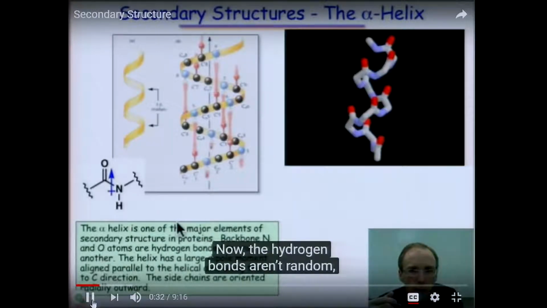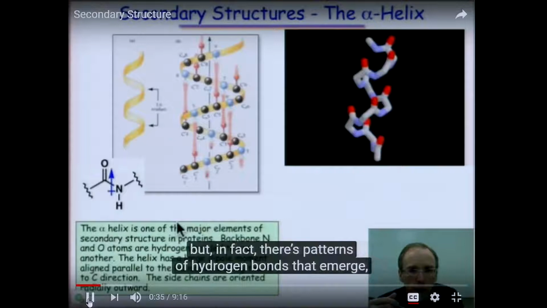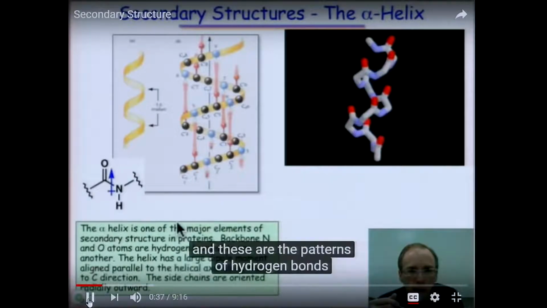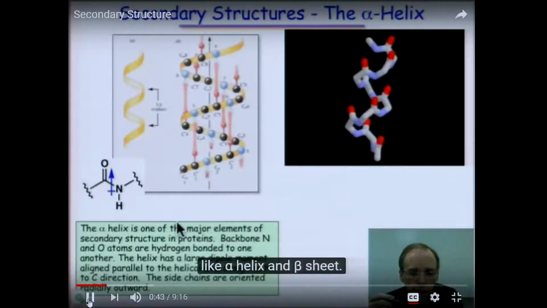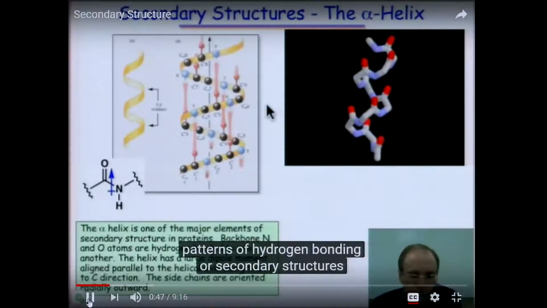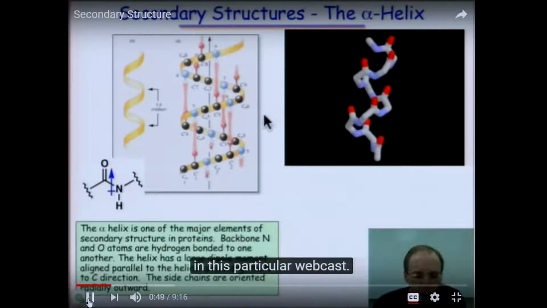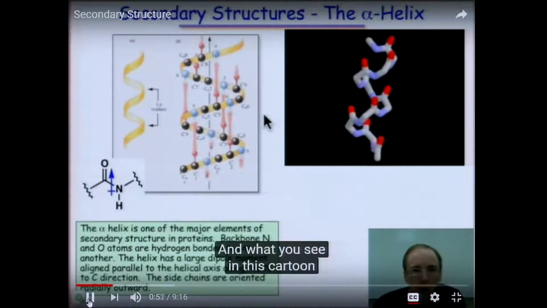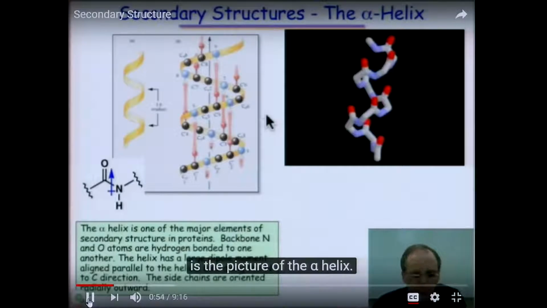The hydrogen bonds aren't random, but in fact there are patterns of hydrogen bonds that emerge, and these are the patterns of hydrogen bonds that we've come to recognize as secondary structure, like alpha helix and beta sheet. We're going to take a look at those patterns of hydrogen bonding, or secondary structures, in this particular webcast, and what you see in this cartoon is the picture of the alpha helix.